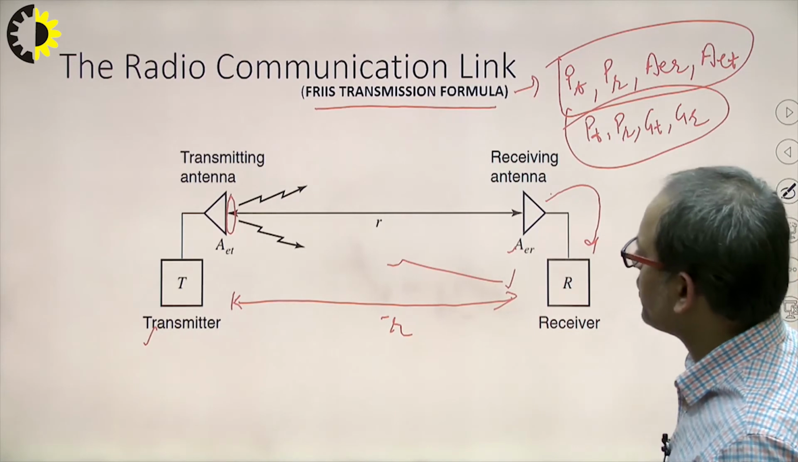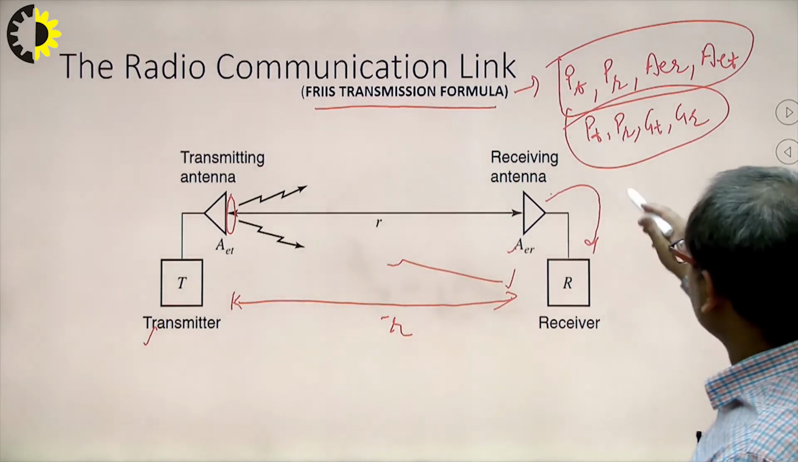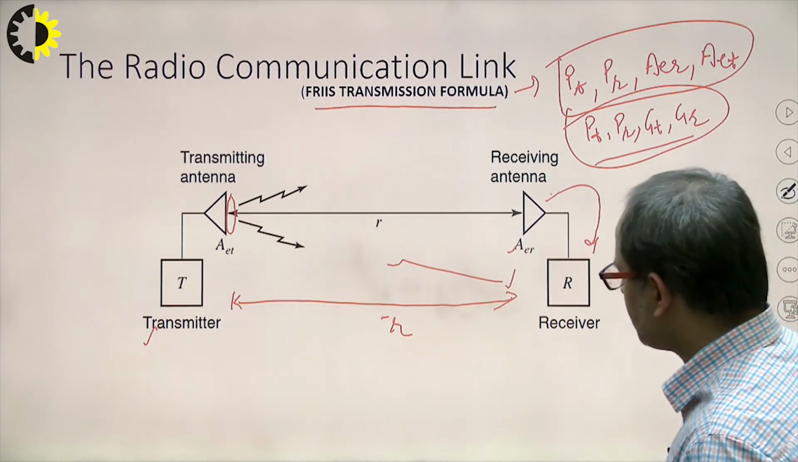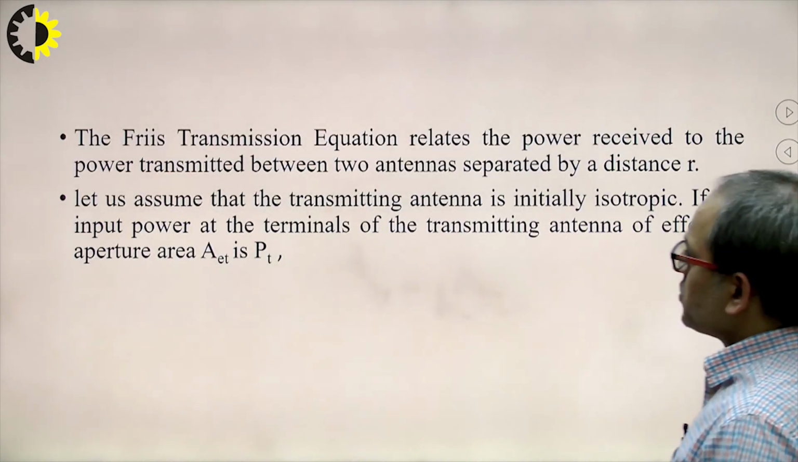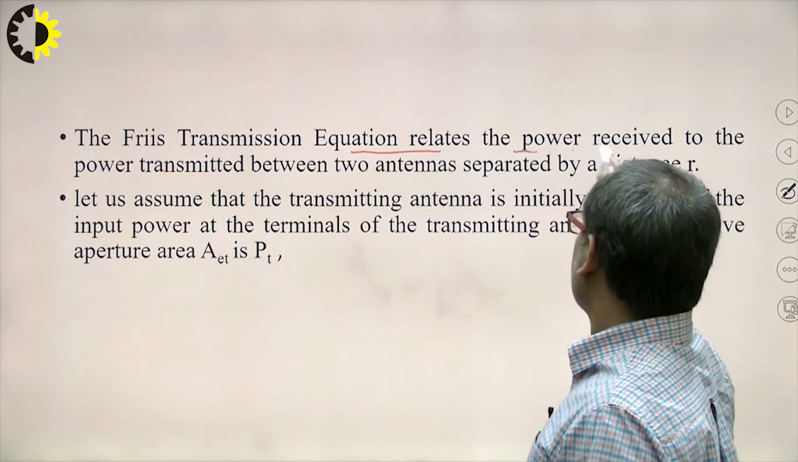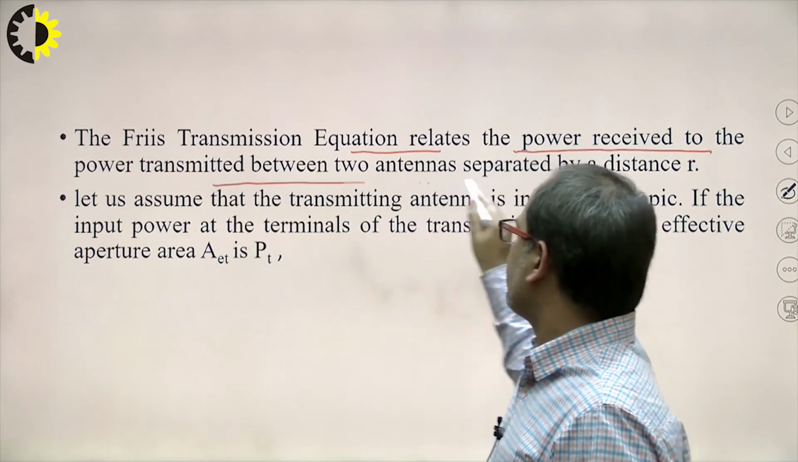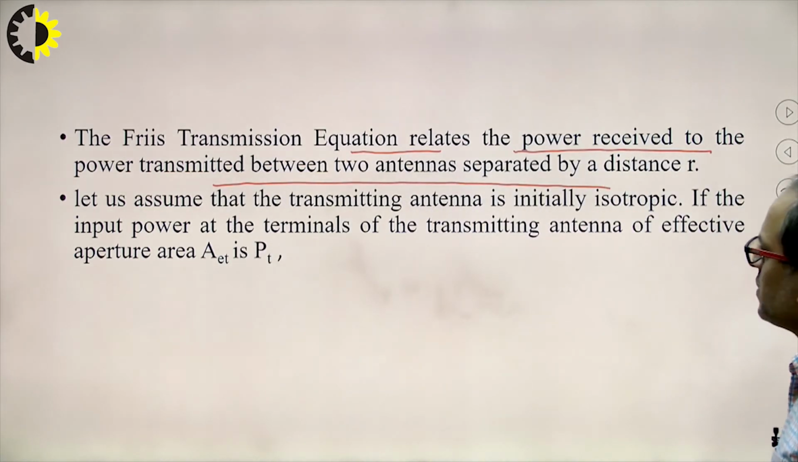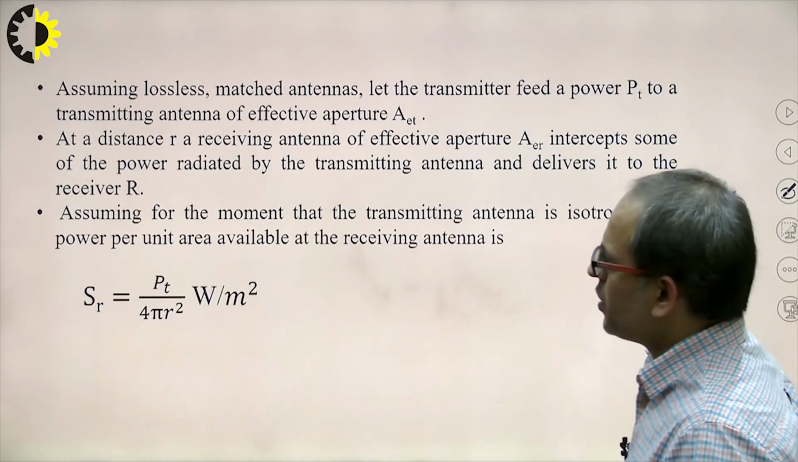There is a relationship between these quantities. Clear? So the power transmission equation relates the power received to the power transmitted between the two antennas separated by a distance r. Clear? So now see.